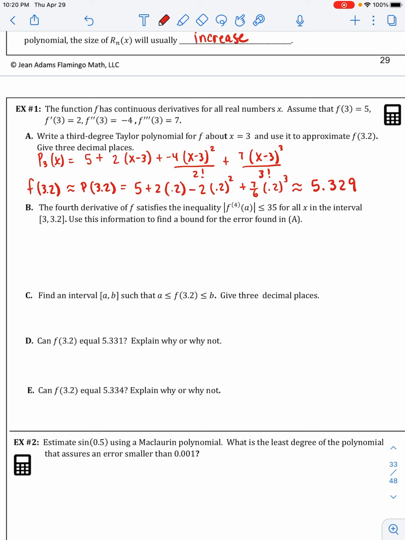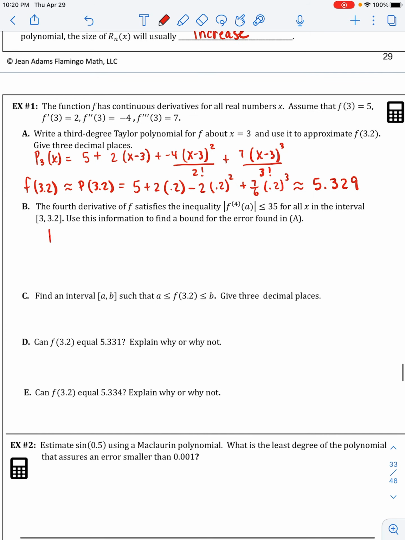So part B, the fourth derivative of f satisfies the inequality: the absolute value of f fourth derivative of a is less than or equal to 35. So that's giving you that 35 is your maximum. That's your M for all x in the interval from 3 to 3.2. Use this information to find a bound for the error found in A.